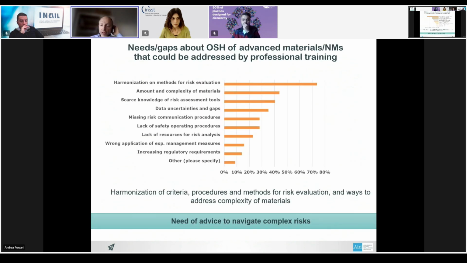We start now with the results of our survey. Here is about the needs and gaps of OSH of advanced materials and what could be addressed by professional training. Most of our experts said that harmonization of criteria, procedures, and methods for risk evaluation is very important. And moreover, finding ways to address the complexity of materials. And going on, there's the scarce knowledge of risk assessment tools, data uncertainties and gaps, and so forth. So there's a need to navigate in these complex risks.